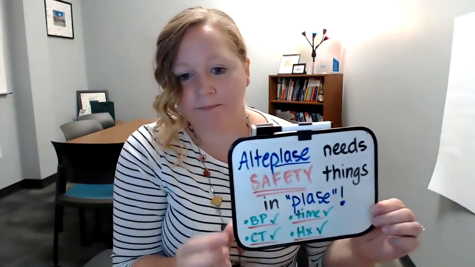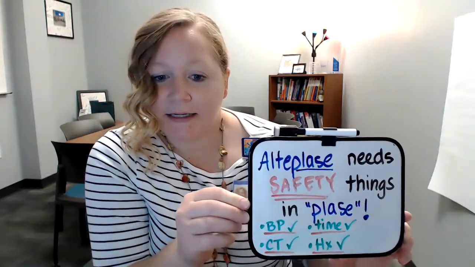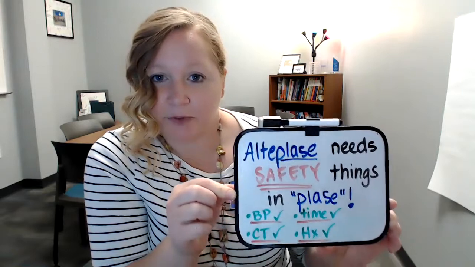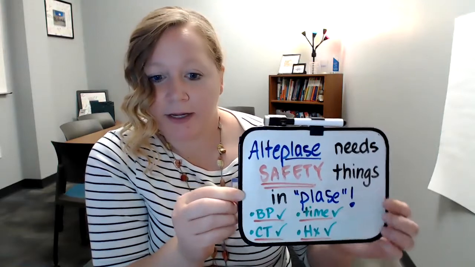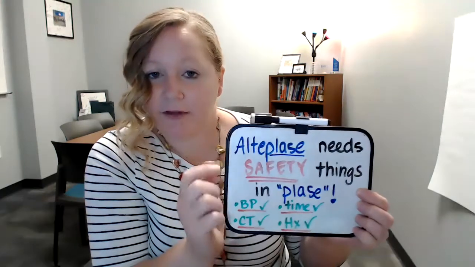On to, let's do some stroke stuff. Okay, so if you've determined that you're going to treat an ischemic stroke, you could give alteplase, TPA. So alteplase needs safety things in place. Alteplase with the ACE there, you need safety things in place.